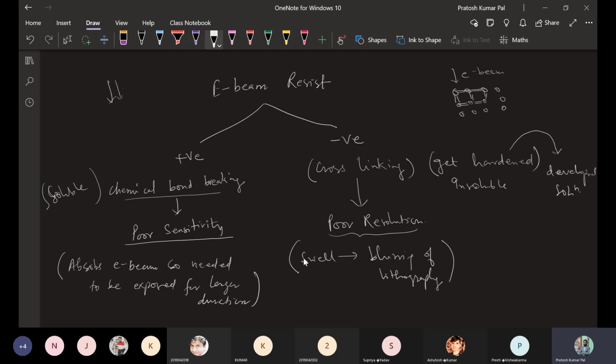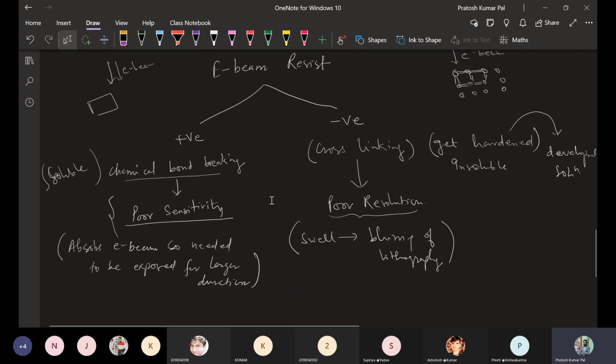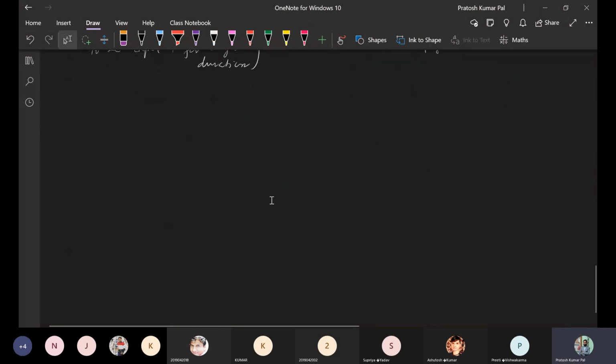The e-beam exposure needs to be done for a larger duration of time so that it will become soluble. Because of that larger time duration, and as this absorbs the e-beam, it will show poor sensitivity to the e-beam, and overall the lithography process will be poor with the sensitivity of the e-beam light. So these are the two different types of resist available in e-beam lithography.